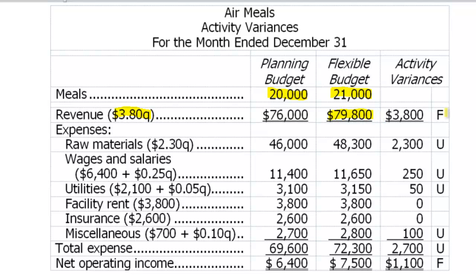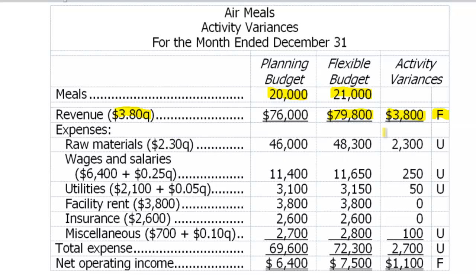that revenues are higher. When revenues are higher, that's a favorable variance, and they're higher by $3,800. It's called an activity variance because we can say that this variance is caused by the level of activity. Since the number of meals served is higher, the revenue is also higher. So that's an activity variance of $3,800. It's favorable because the flexible budget, based upon the actual amounts, is higher than the planning budget.